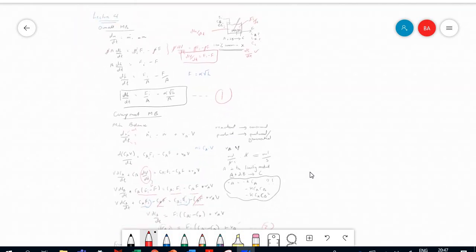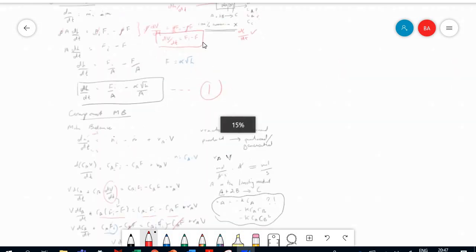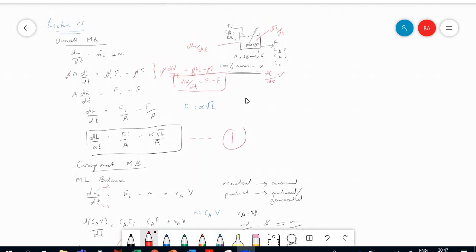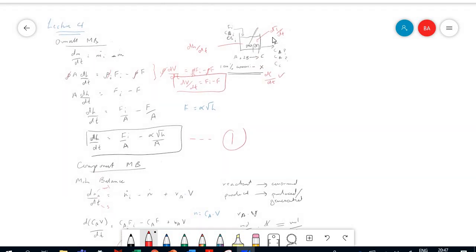We started from this lecture number 4, where we said that for this system we wanted to know how H changes with time, and we found how H changes with time. And we wanted to know how concentration changes with time, and we found how dCA by dt, dCB by dt and dCC by dt change with time. Beautiful. But we did not find how the temperature changes with time.